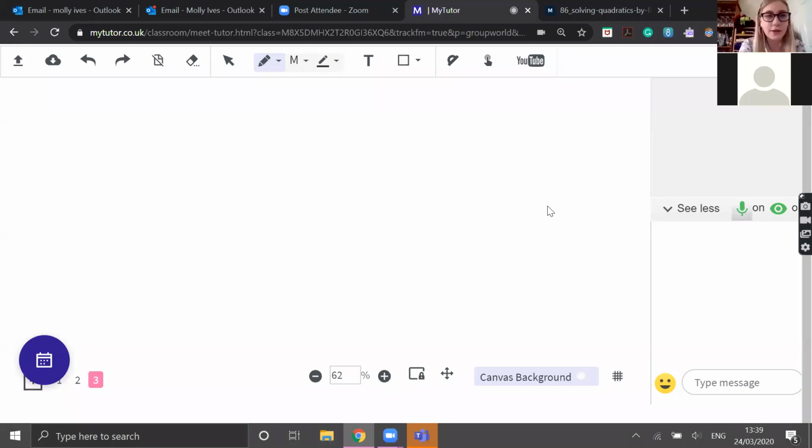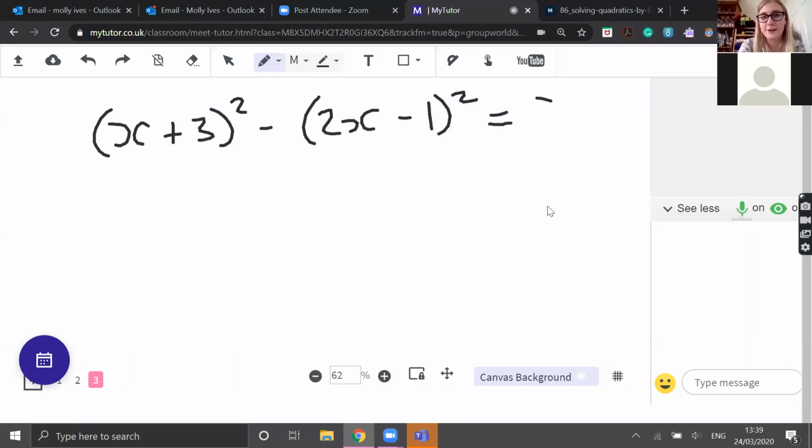So the first one that I want to do is (x plus 3) squared minus (2x minus 1) squared equals 0. This looks horrible, but we just follow through with our method and everything will be fine. What we want to do is expand this out and refactorize it, if that makes sense, so that we've just got one thing. When something is squared, what this means is x plus 3 times x plus 3.